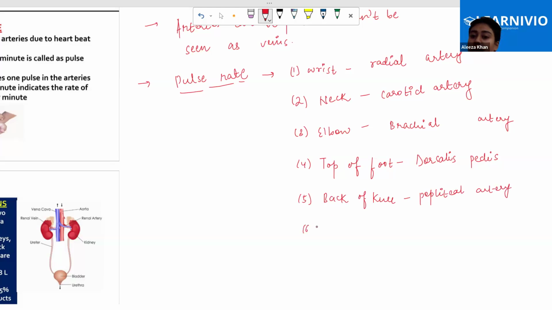Then an artery can be felt in the groin area also. This is very common in the case of children. In the groin area, the femoral artery can be felt. I think this is enough for you to understand. The last one: femoral artery. This can be felt in children commonly.